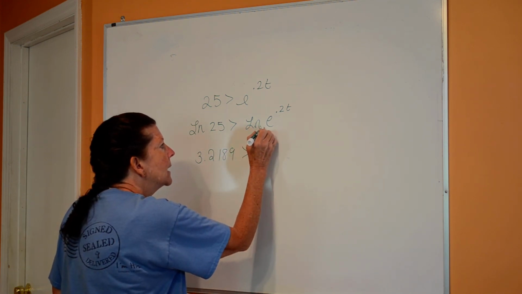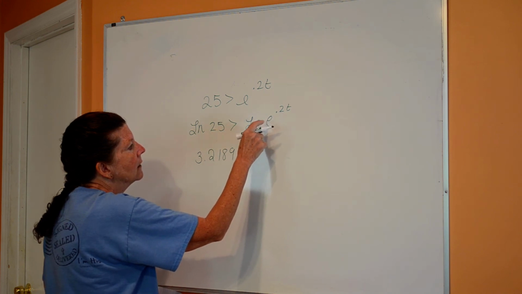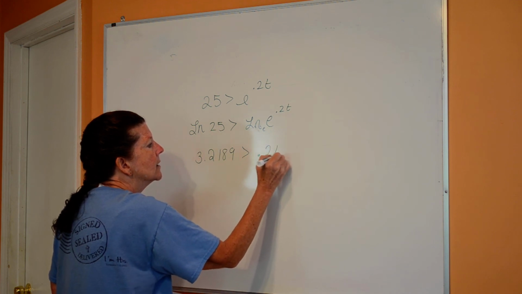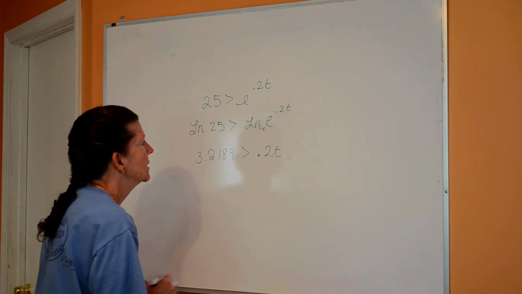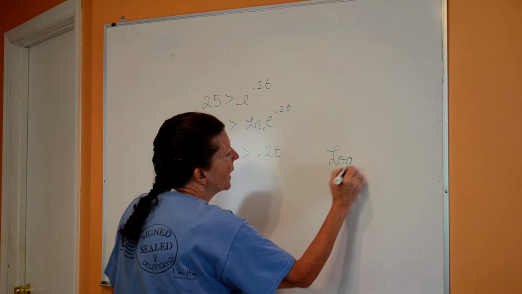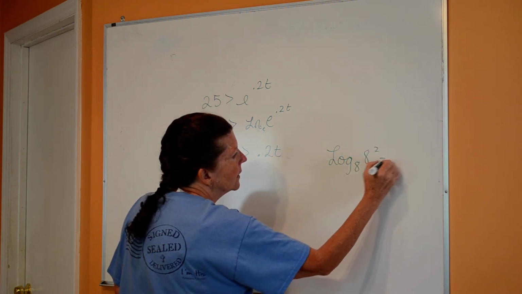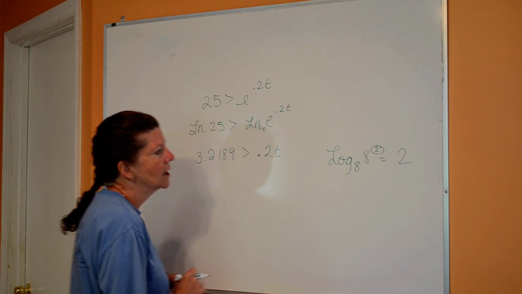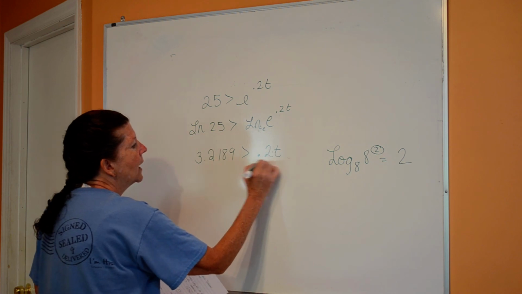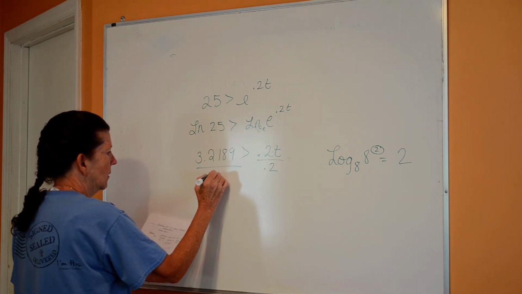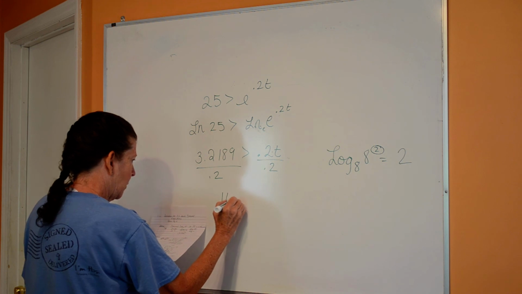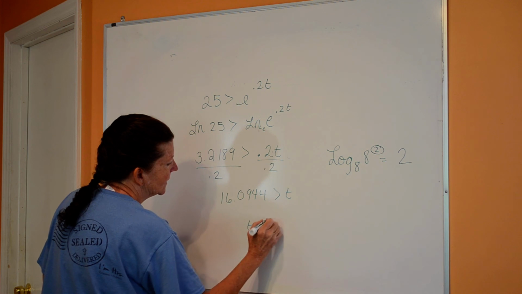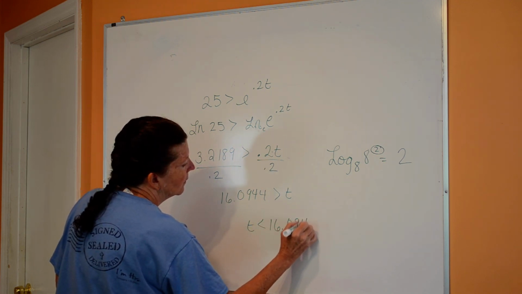Now, if you remember right, the natural log of e, base e of e, raised to this power is just going to give you that. Okay, it works every time. If I have a log of 8 squared, the answer is 2. Okay, when the base and that number match up, the answer is going to be the exponent. All right, so I'm going to divide by 0.2. And I'm going to get 16.0944 is greater than t, or t is less than 16.0944.